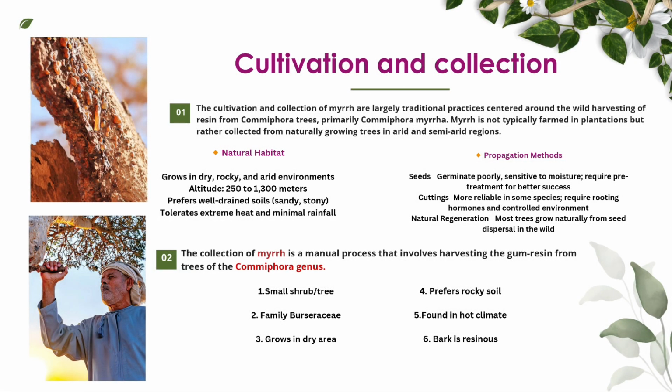Cultivation and collection: The cultivation and collection of myrrh still follow traditional methods. The plant grows in dry, rocky areas at altitudes between 250 to 1300 meters and requires little water. Most trees grow naturally from seed dispersal. The resin is collected manually by making incisions in the bark and harvesting the gum that slips out.